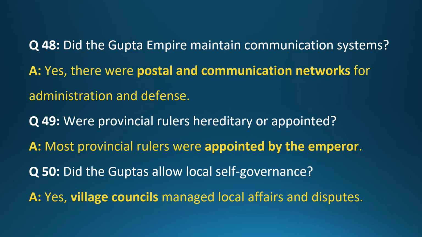Question 49. Were provincial rulers hereditary or appointed? Answer: most provincial rulers were appointed by the emperor. Question 50. Did the Guptas allow local self-governance? Answer: yes, village councils managed local affairs and disputes.